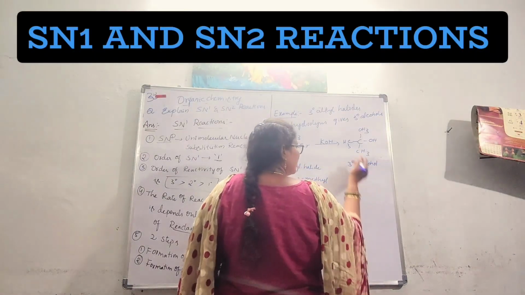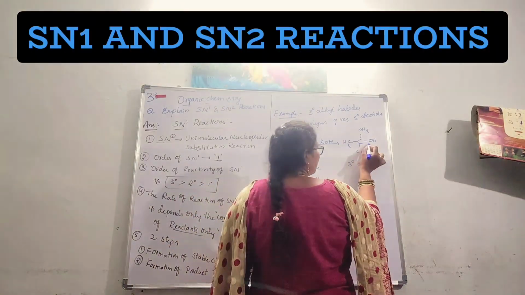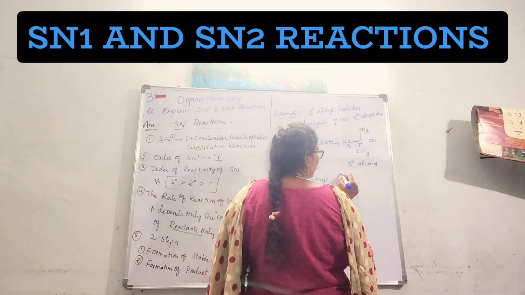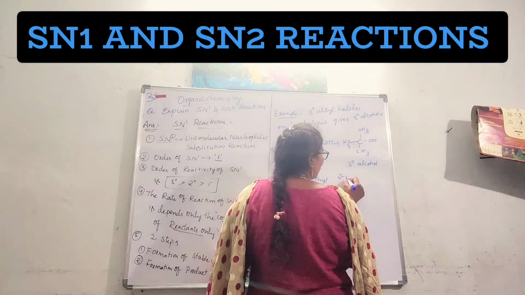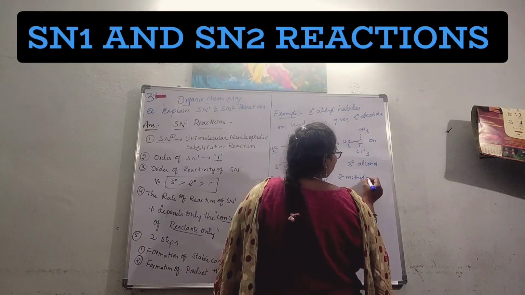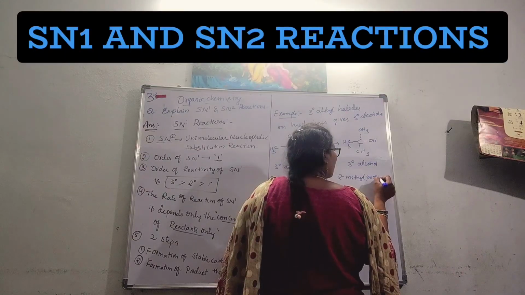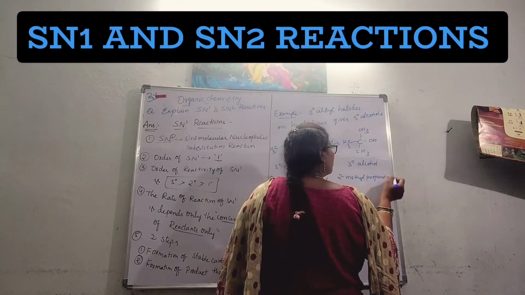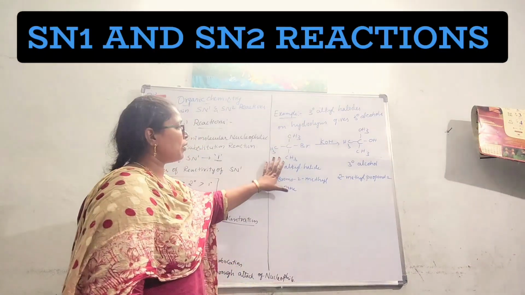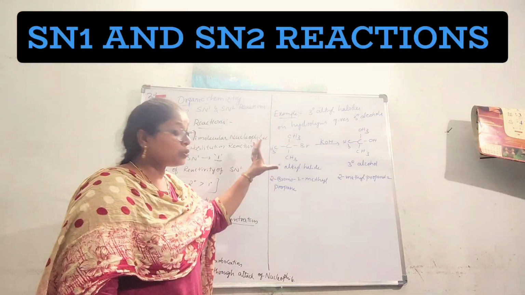What is the name of this tertiary alcohol? 2-hydroxy 2-methyl propane. Otherwise, the IUPAC name is 2-methyl propanol-2. So this is the example for the SN1 reaction, and it takes place in two steps. This is the two-step mechanism.